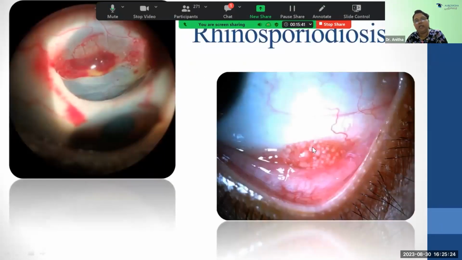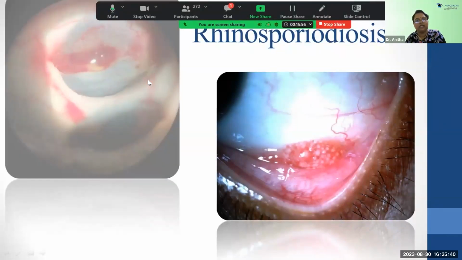This is a very common condition. I put this slide because if you pull out the lower lid only, you can find this lesion. And this is in the superior bulbar conjunctiva. So if you evert the lid, you can find all these conditions. So this is a case of rhinosporidiasis.